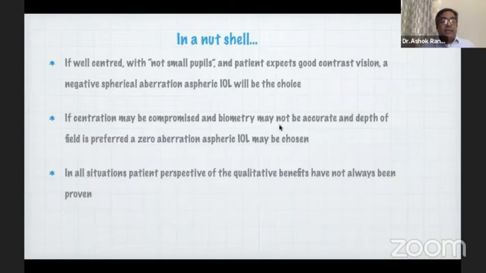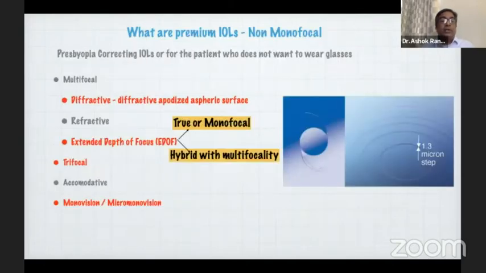And in the case of centration, if it is compromised, and if there is a biometry surprise of some spherical or myopic shift, a zero aberration intraocular lens is preferable in that case and tolerates better.